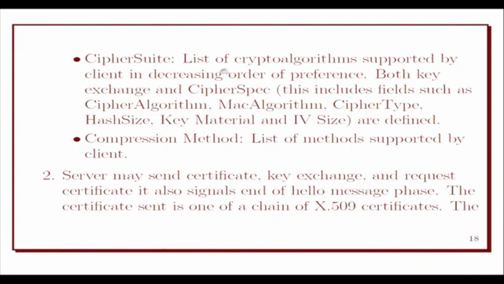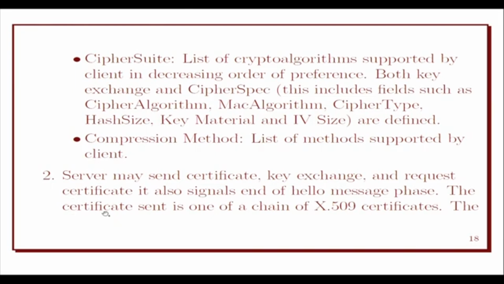Cipher suite is the list of cryptographic options supported by the client, in decreasing order of preference. Both key exchange and the cipher specification, this includes fields such as cipher algorithm, MAC algorithm, cipher type, hash size, key material, and IV size. IV means initialization vector, and are defined. So, compression method is the list of the methods supported by the client.